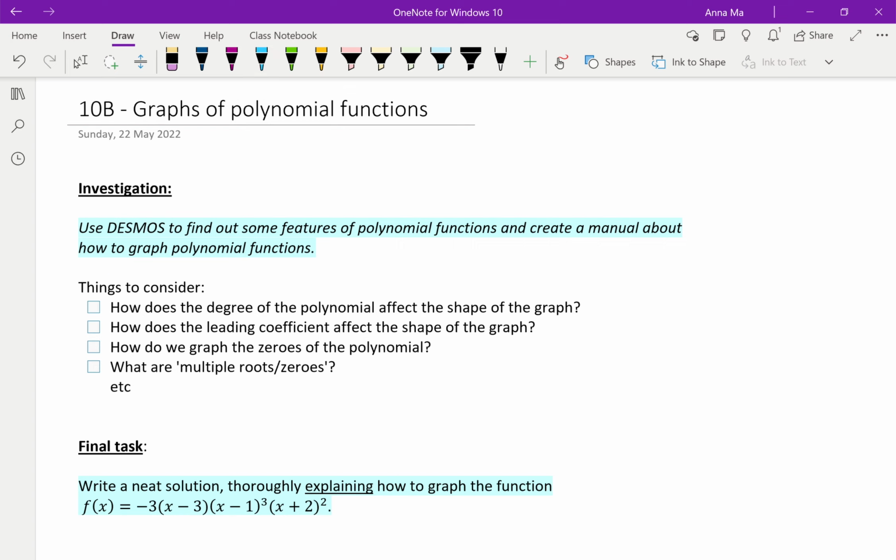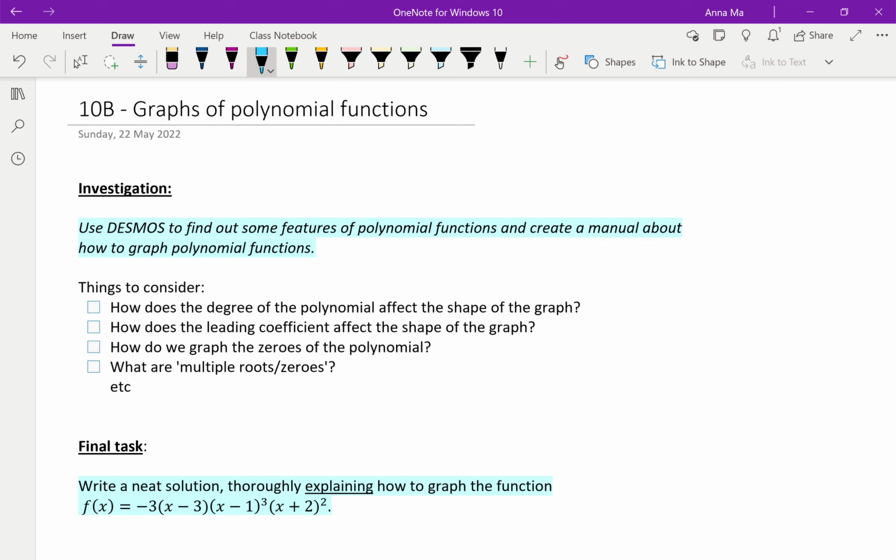Now, some things to consider when you're graphing: how does the degree of the polynomial affect the shape? How does the leading coefficient affect it? What do we do with the zeros of the polynomial? And what do we mean by multiple roots or zeros? I wrote them down because they're probably the most crucial things that you need to consider. Probably the only things, I think. If you have those four pieces of information, then that's pretty much all you need to graph a polynomial function.